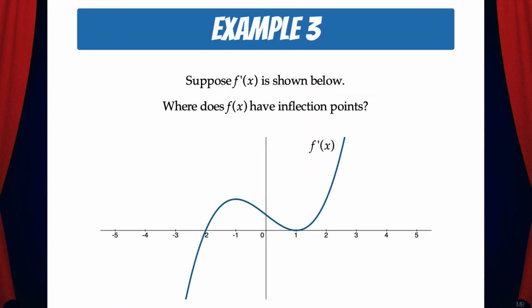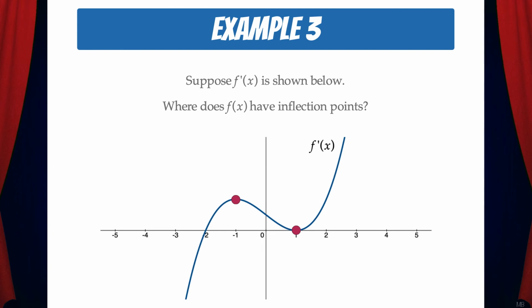Suppose we start with a graph of f prime of x. Where does f of x have inflection points? So in this case, since we're given the graph of f prime of x, we need to determine where the graph changes from increasing to decreasing, and vice versa. In other words, we need to find the local maxima and minima on the f prime graph.